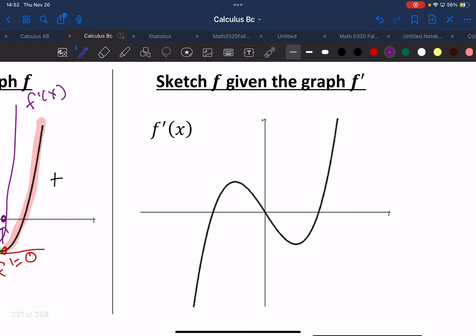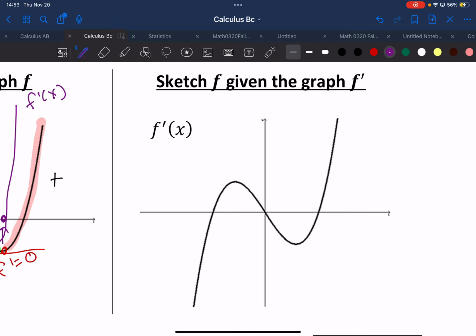For this one, first just looking at this, again, we can see that this is what type of parent function? A cubic, right? And if we want to get the original function, what did we have to take the derivative of to get a cubic? x to the fourth, right? So that means when we draw our original function, we're going to have a function that looks like x to the fourth, which has what type of shape? Looks like a W, right? So that's the end goal. We know it's going to look like some sort of W.